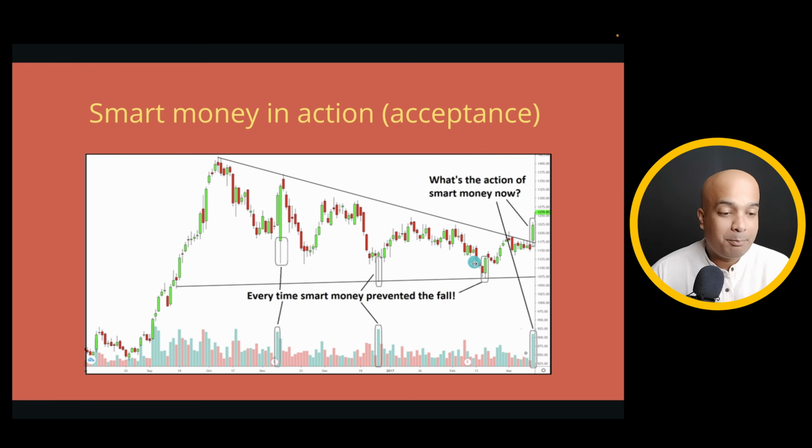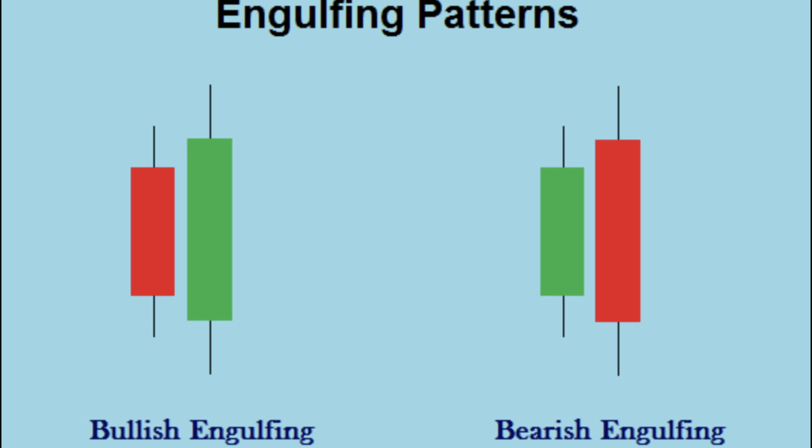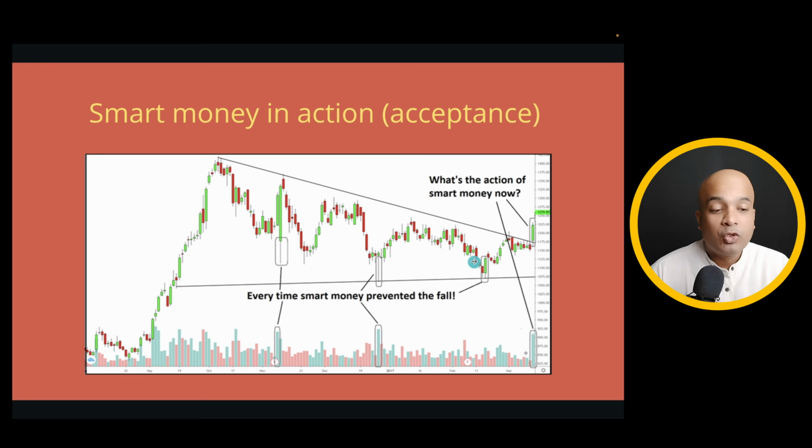See here there is a big bullish engulfing, right? There are two candlestick patterns that are very powerful. One is Marubozu, bullish Marubozu or bearish Marubozu. Another one is bullish engulfing or bearish engulfing. So in this case the trend is clearly upside. Here the smart money participation is confirmed with a big candle with a big buying wick. Once again smart money participated and it prevented the fall. Once again it came and there is a bullish engulfing and price came here.